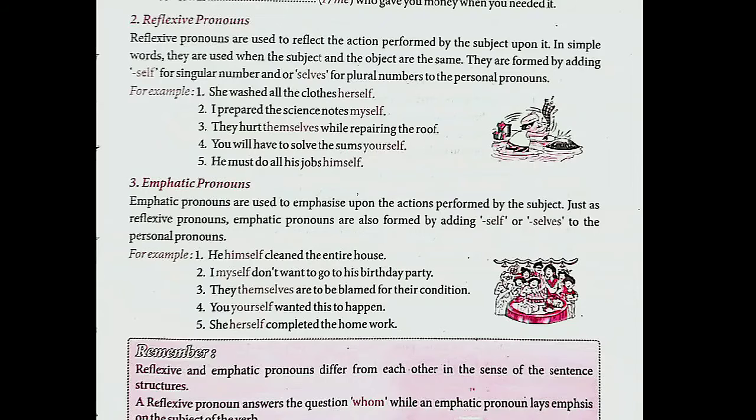Let's see an example. She washed all the clothes herself. Here, the subject and object is "she". She did the action. She washed the clothes. So the action is done by the girl, so "herself" is used. The action is done upon the subject, she.